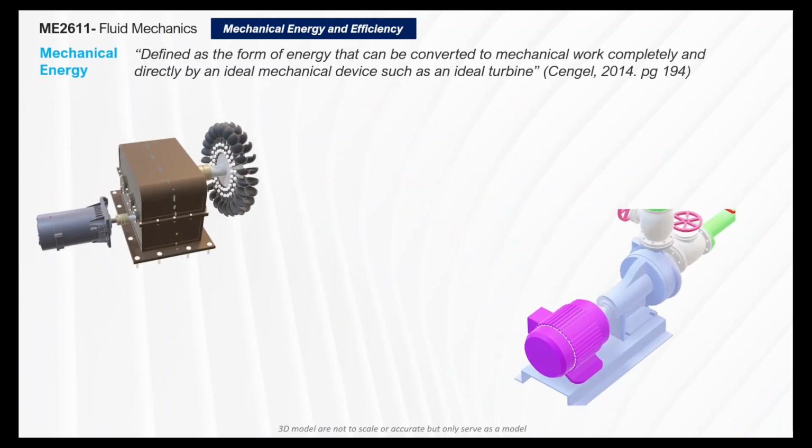We have two samples here, a turbine and a pump, a centrifugal pump to be honest. Again, these are 3D models, not to scale or accurate, but only serve as a model. For the turbine, we're going to be dealing with a lot of equations, but let's start with the basics. With a turbine, you are getting the mechanical power decrease of a fluid, which could be gas, or usually water in this case, and the turbine converts it into a mechanical power output.